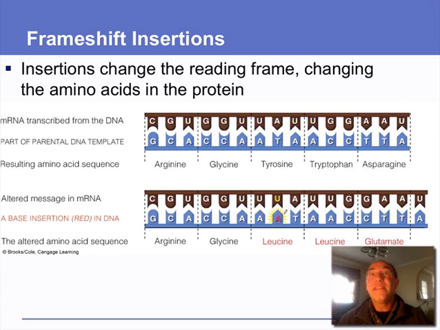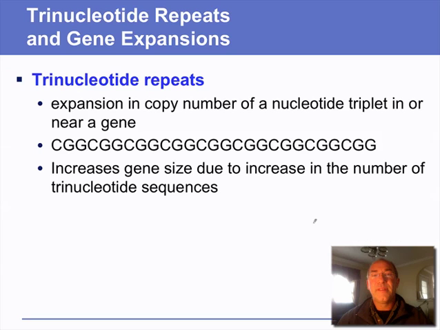We can see here that here is an ATA sequence. If we change that to an AAT sequence, we see that all the amino acids downstream of this insertion have been changed. There is a kind of mutation called a trinucleotide repeat, which we alluded to earlier. And this is an example of a trinucleotide repeat.